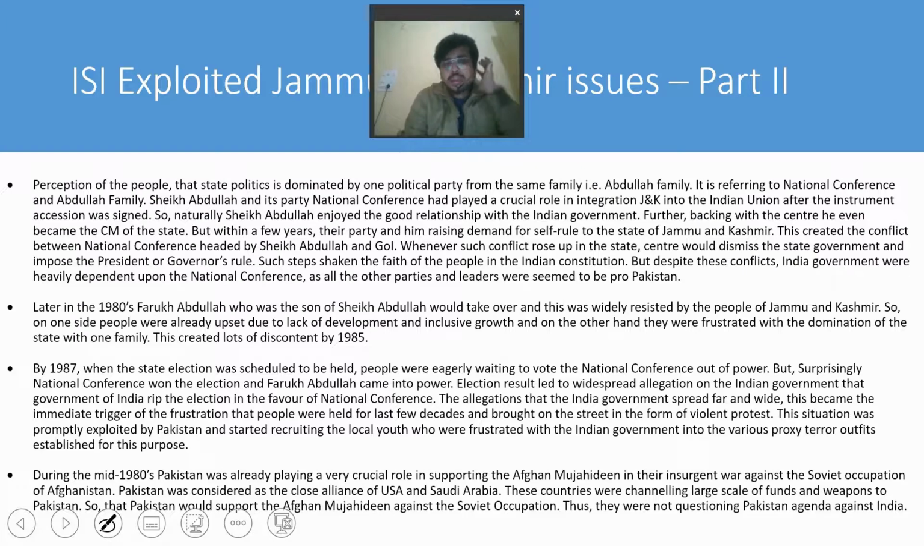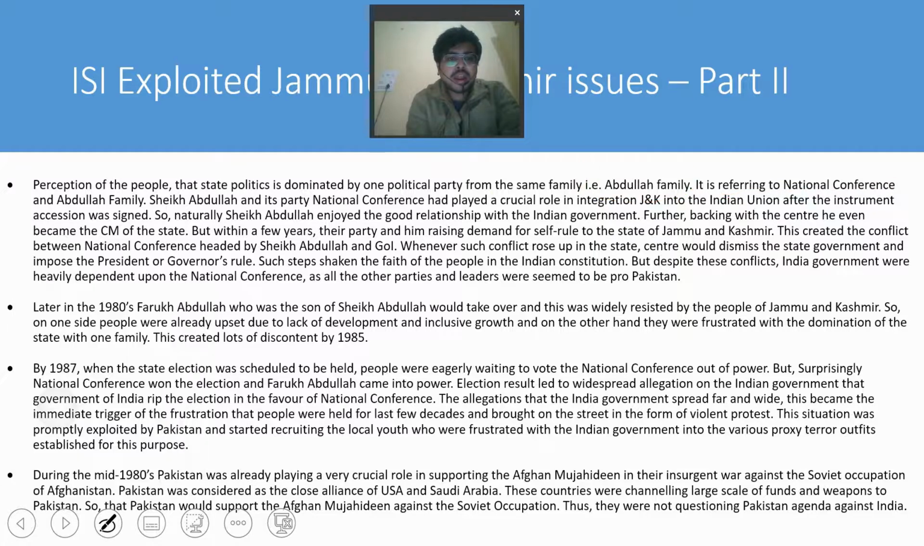Okay, so the perception of the people was that state politics is dominated by one political party from the same family, that is the Abdullah family. They noticed that only one political party is ruling Jammu and Kashmir. That is the Abdullah family, and it is referring to the National Conference and the Abdullah family.